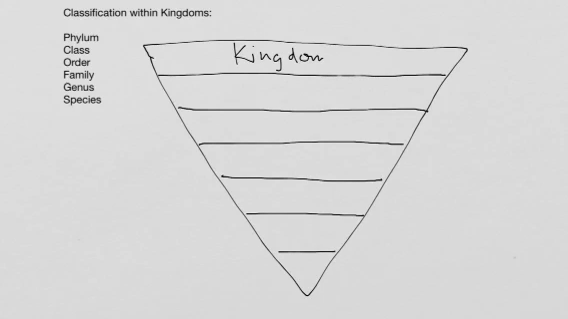So we're going to focus on animals here, because I think animals are a little bit more relatable. And we know that there are 5 different kingdoms to which all these living organisms can be clumped. We're going to focus on kingdom Animalia. And within each kingdom, we have further classifications.